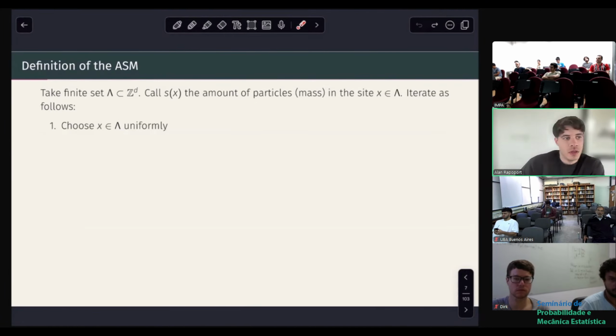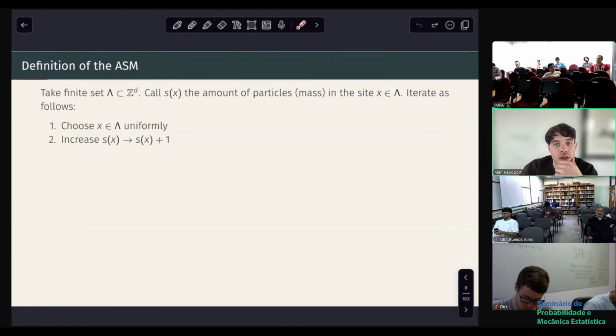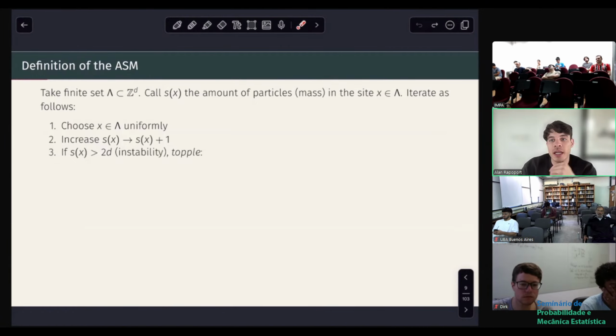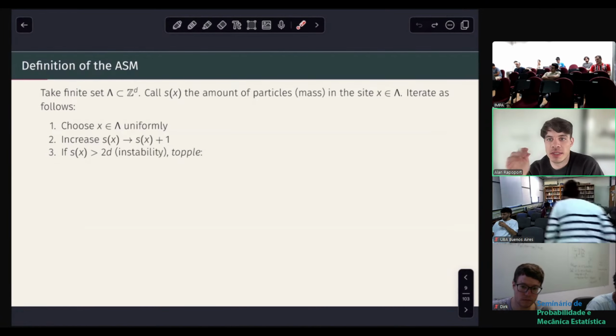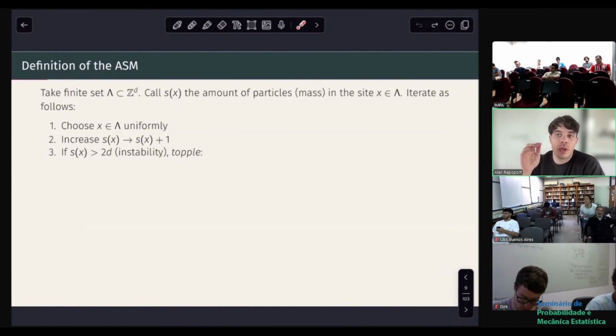So basically, I will iterate as follows. I will choose one point uniformly at random, and I will add a particle, right? So S becomes S plus 1. Now, at the beginning nothing will happen, but at some point it will happen that S will surpass 2D. So think, for example, in D equals 2, 2D is equal to 4. So whenever I have 5 or more, this point will topple because it becomes unstable.